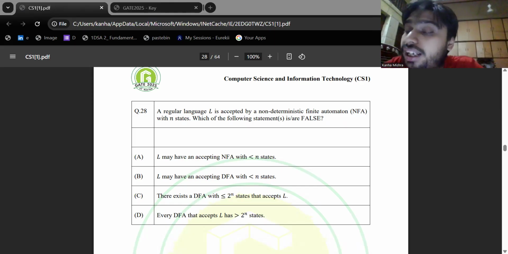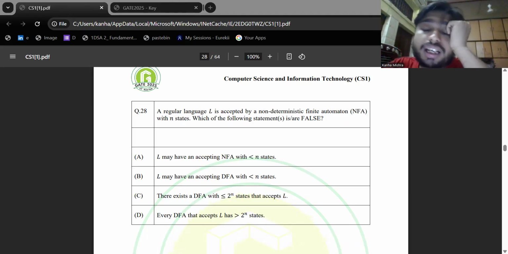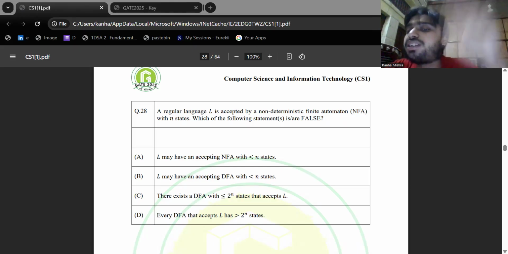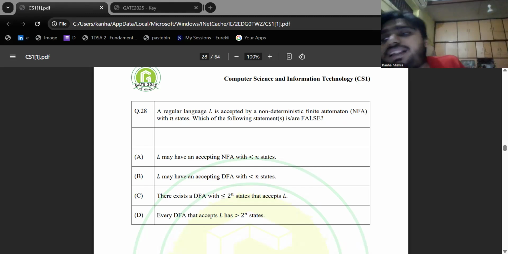Any language accepted by an NFA can be accepted by a DFA, but converting an NFA to a DFA may increase the number of states. Now, how many states can it increase? If the NFA has n states, the DFA can end up with 2 to the power n states. This is the worst possible scenario. Let's understand the possible options.